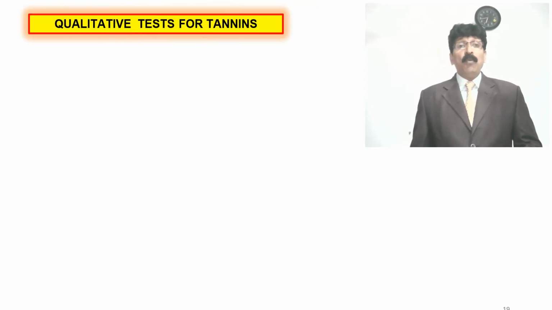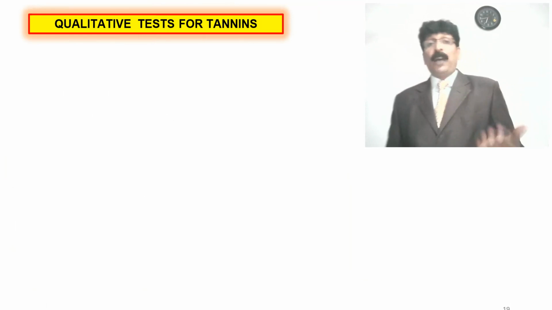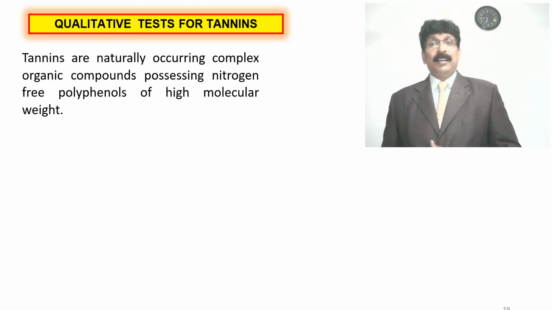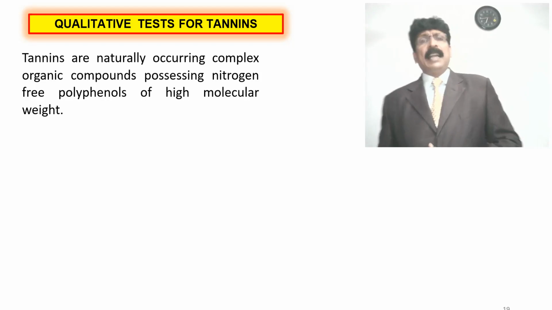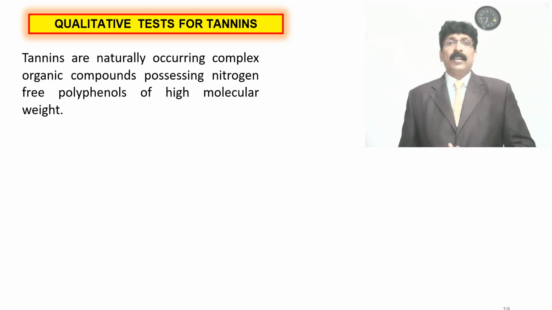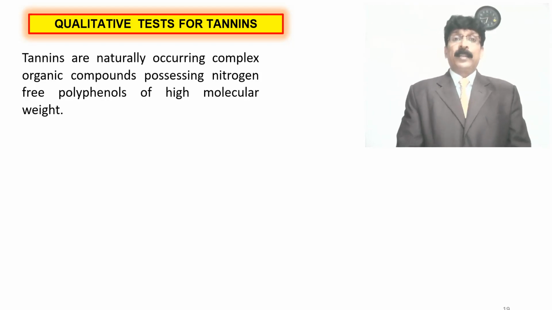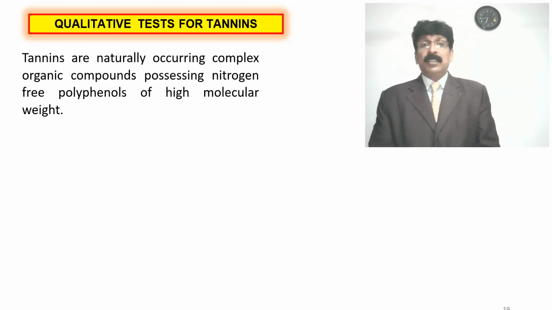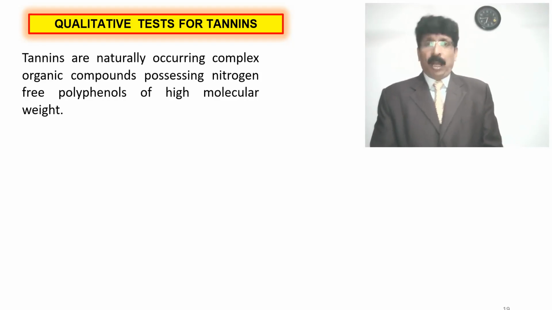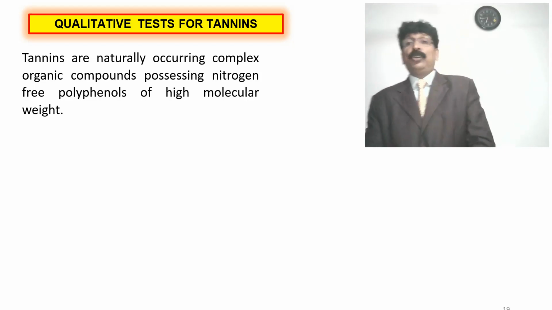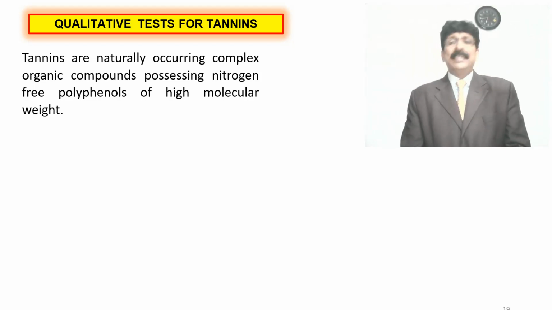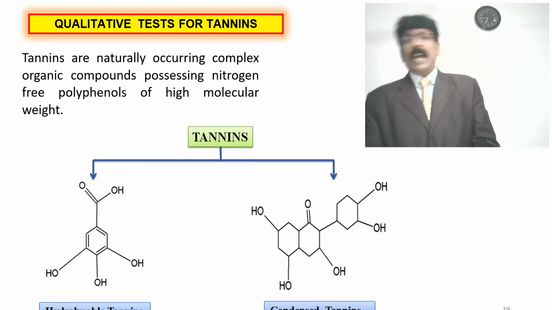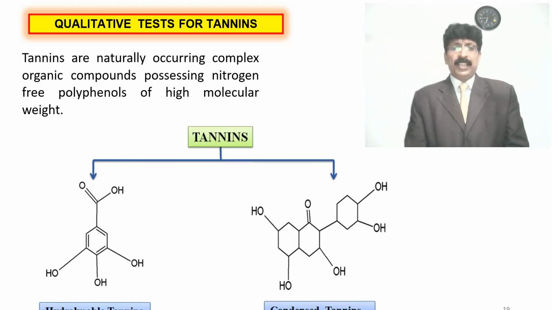Now the qualitative test for tannins. They also come under phenolic compounds. But what are tannins? Tannins are naturally occurring organic compounds, free polyphenols of high molecular weight. In the class itself I told you to remember that they are astringent. They precipitate proteins. So tannins have two subdivisions.